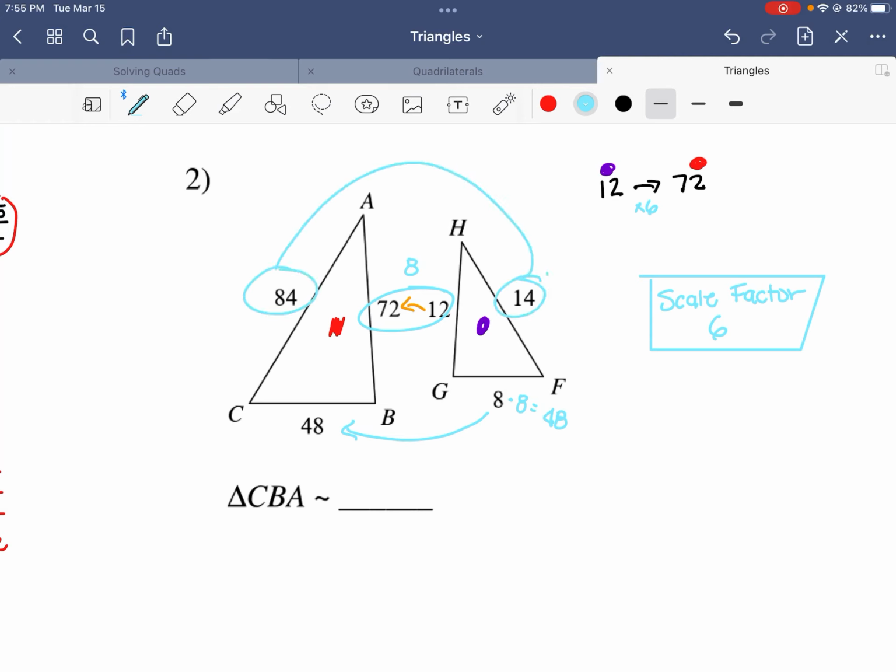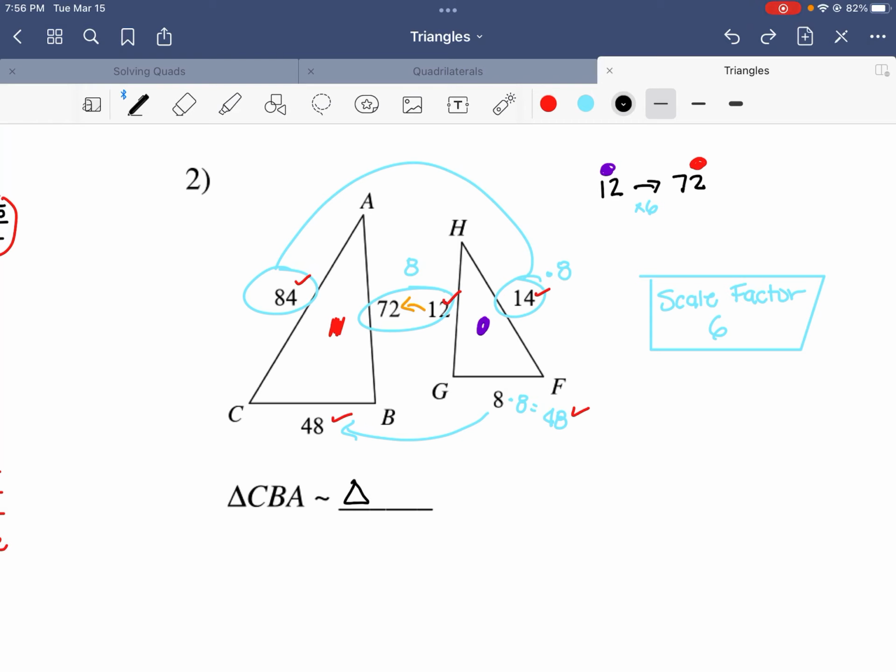If I multiply 14 by 8, will I get 84? Hopefully you checked your calculator and you find out that it is indeed 84. So that is correct. These two are correct and these two are correct. So these are similar triangles. It looks like our purple triangle got scaled up by 8 and we got a red triangle. So it is indeed similar. CBA is similar. This symbol means similar. Notice that we don't have an equal sign because they are just similar.